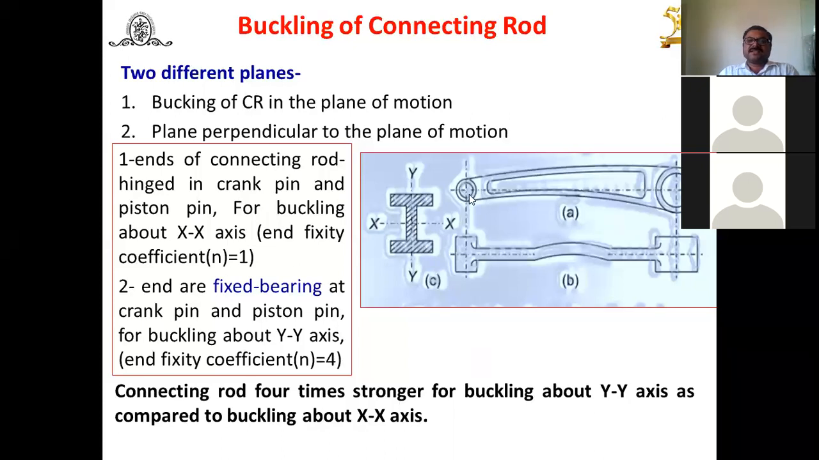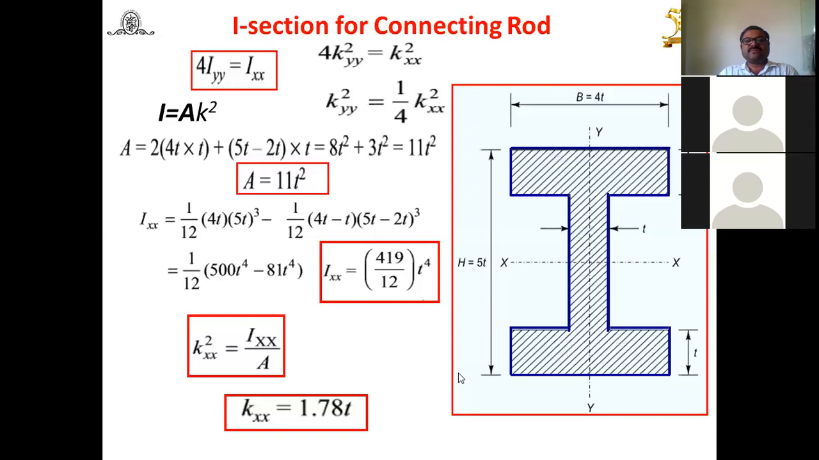That means here only one end fixity coefficient, in this case 4. What does it mean? It means the connecting rod is 4 times stronger for buckling about the YY axis as compared to buckling about the XX axis. And how to decide it? From this, we are saying it, but we have to prove it.